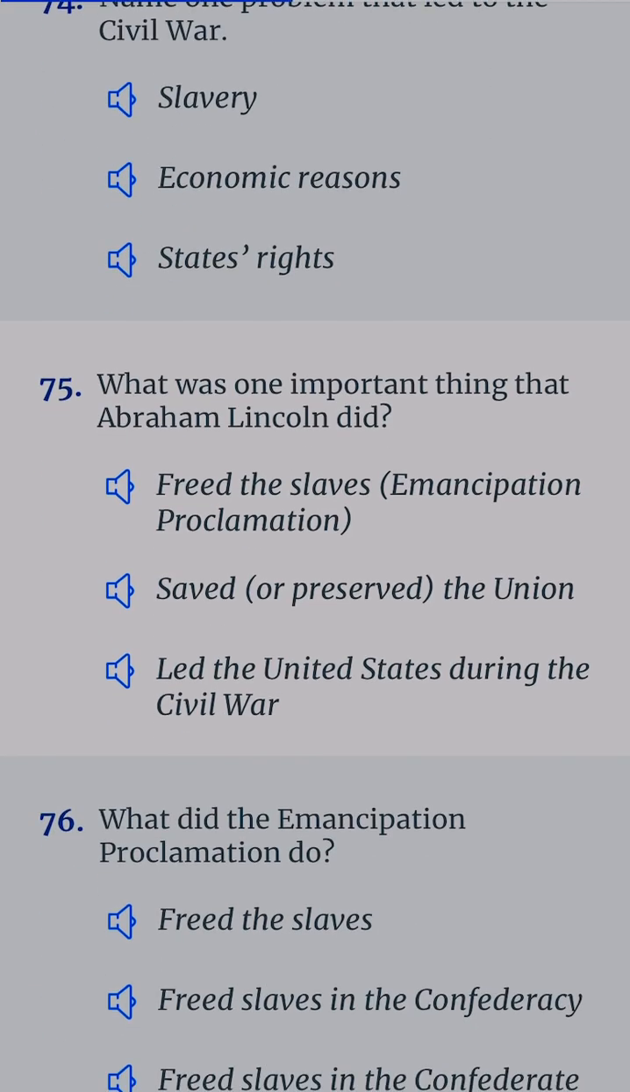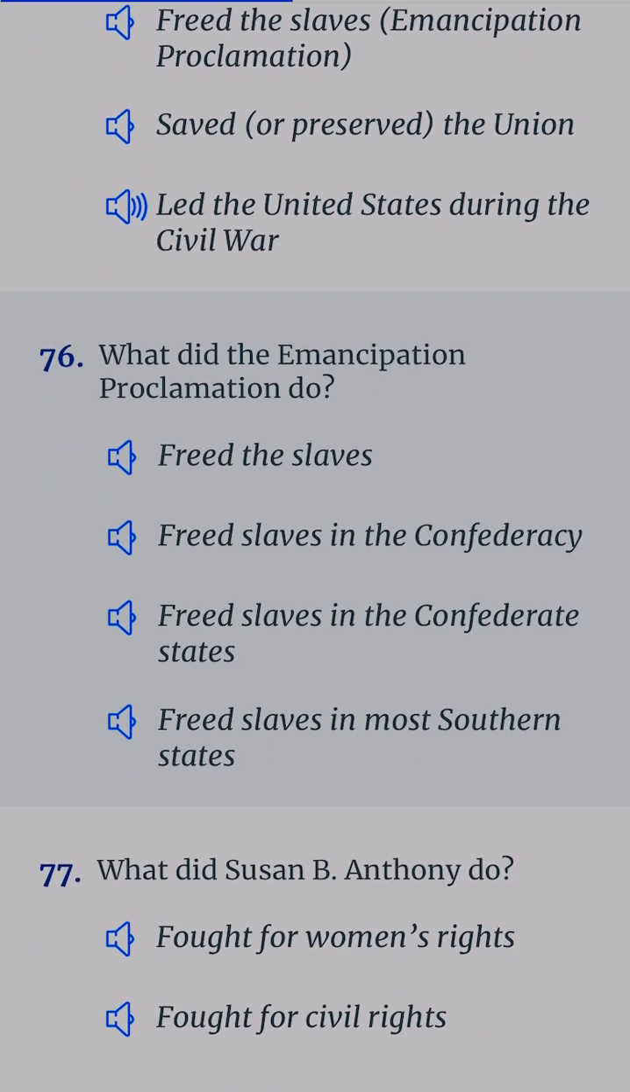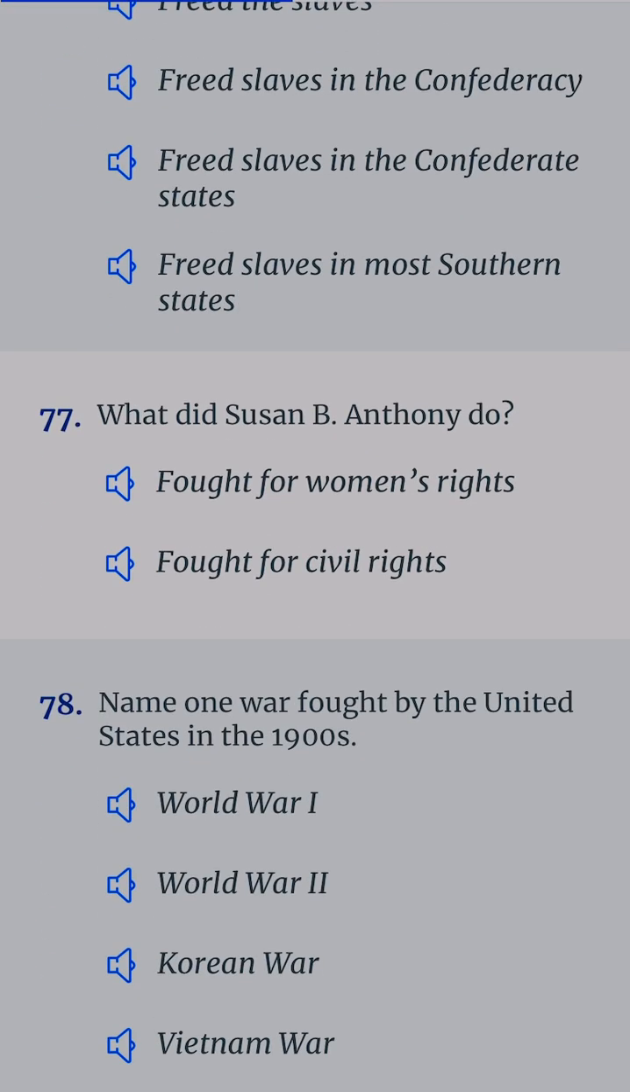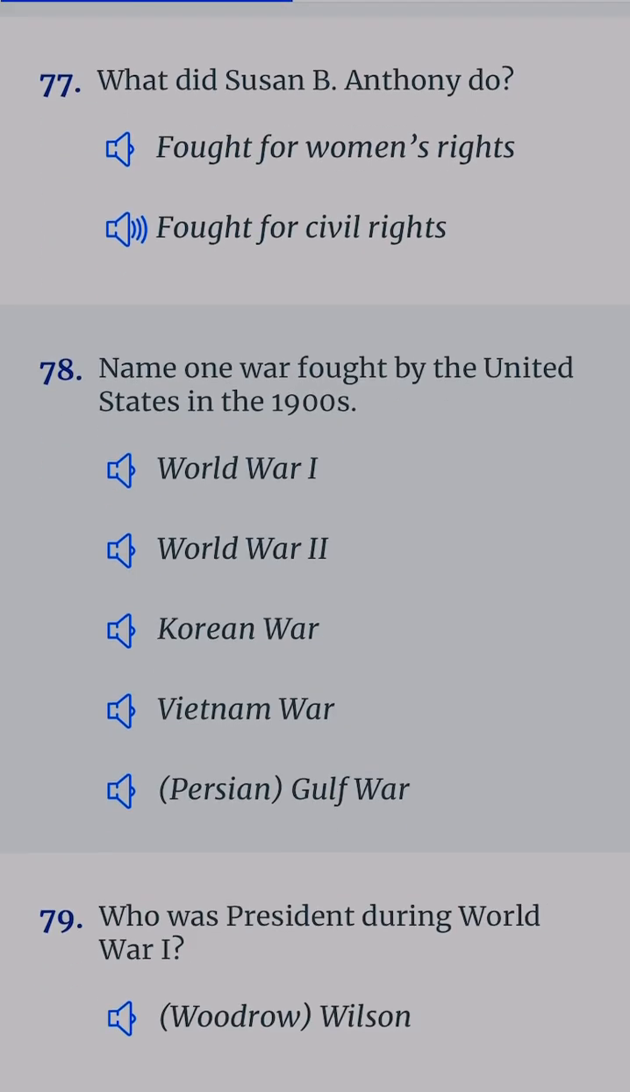What was one important thing that Abraham Lincoln did? Freed the slaves, Emancipation Proclamation. Saved or preserved the Union. Led the United States during the Civil War. What did the Emancipation Proclamation do? Freed the slaves. Freed slaves in the Confederacy. Freed slaves in the Confederate States. Freed slaves in most Southern states. What did Susan B. Anthony do? Fought for women's rights. Fought for civil rights.